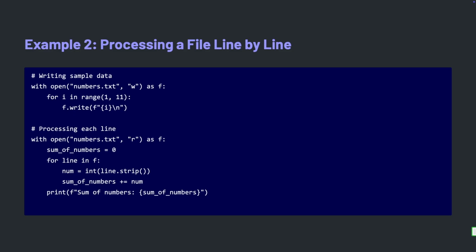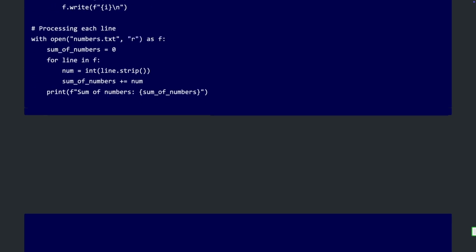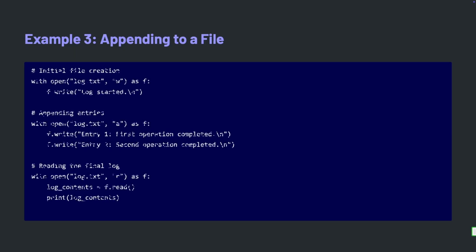And what about example 3? What does that show us? Example 3 is all about the append mode, A. It demonstrates how to add data to a file without overwriting the existing content. It first creates a log file and writes an initial message to it. Then it opens the same file again, but this time in append mode, and adds a couple more log entries. Finally, it opens the file in read mode and prints the entire content, showing that those new entries were added to the end without messing up the original message.